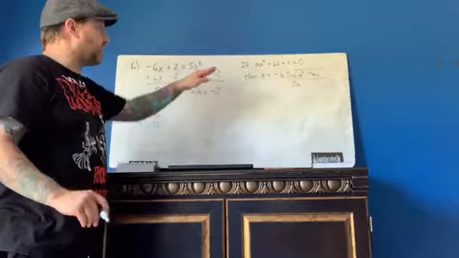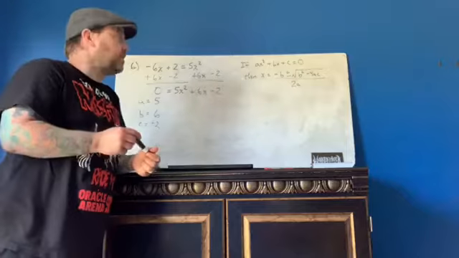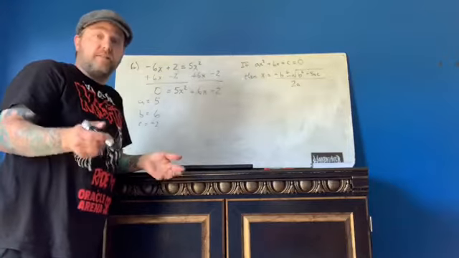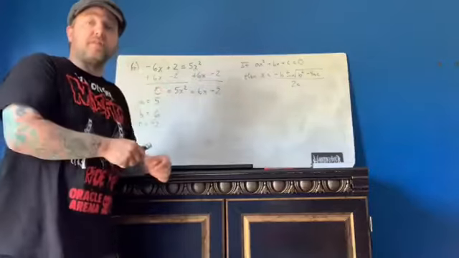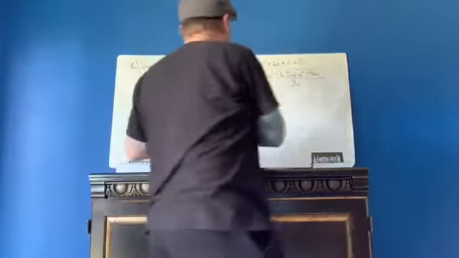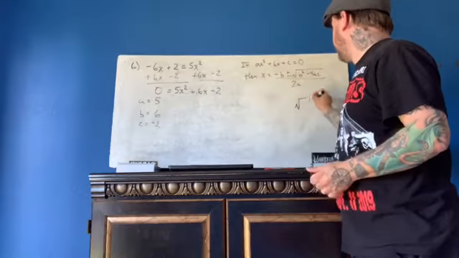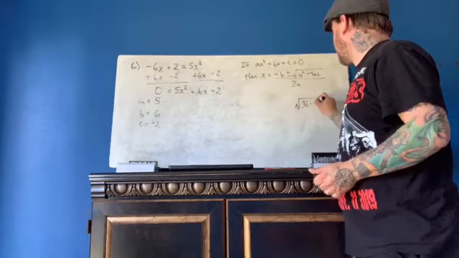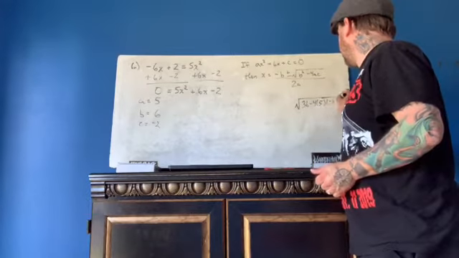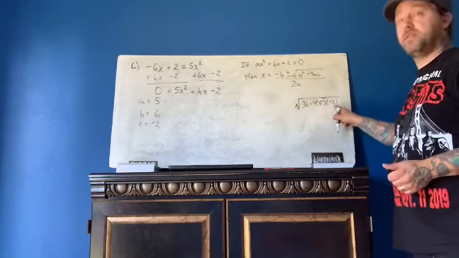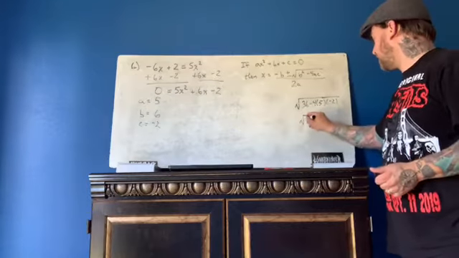Next thing I like to do is check the discriminant. If I check the discriminant, b squared minus 4ac, and it's negative, there's no solutions. If the discriminant is a perfect square, I can factor it. So let's just plug in: 6 squared is 36 minus 4 times 5 times -2. So 20 times -2 is -40.